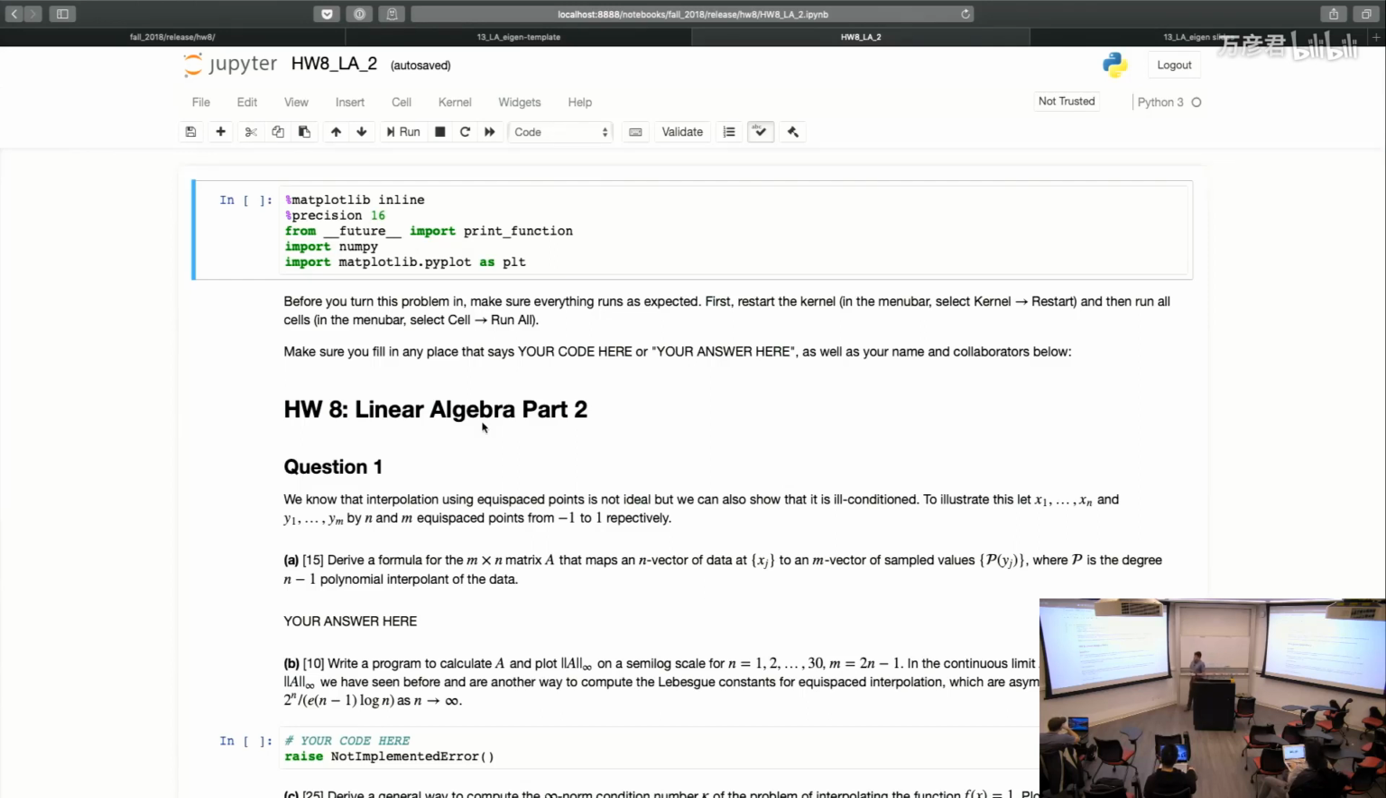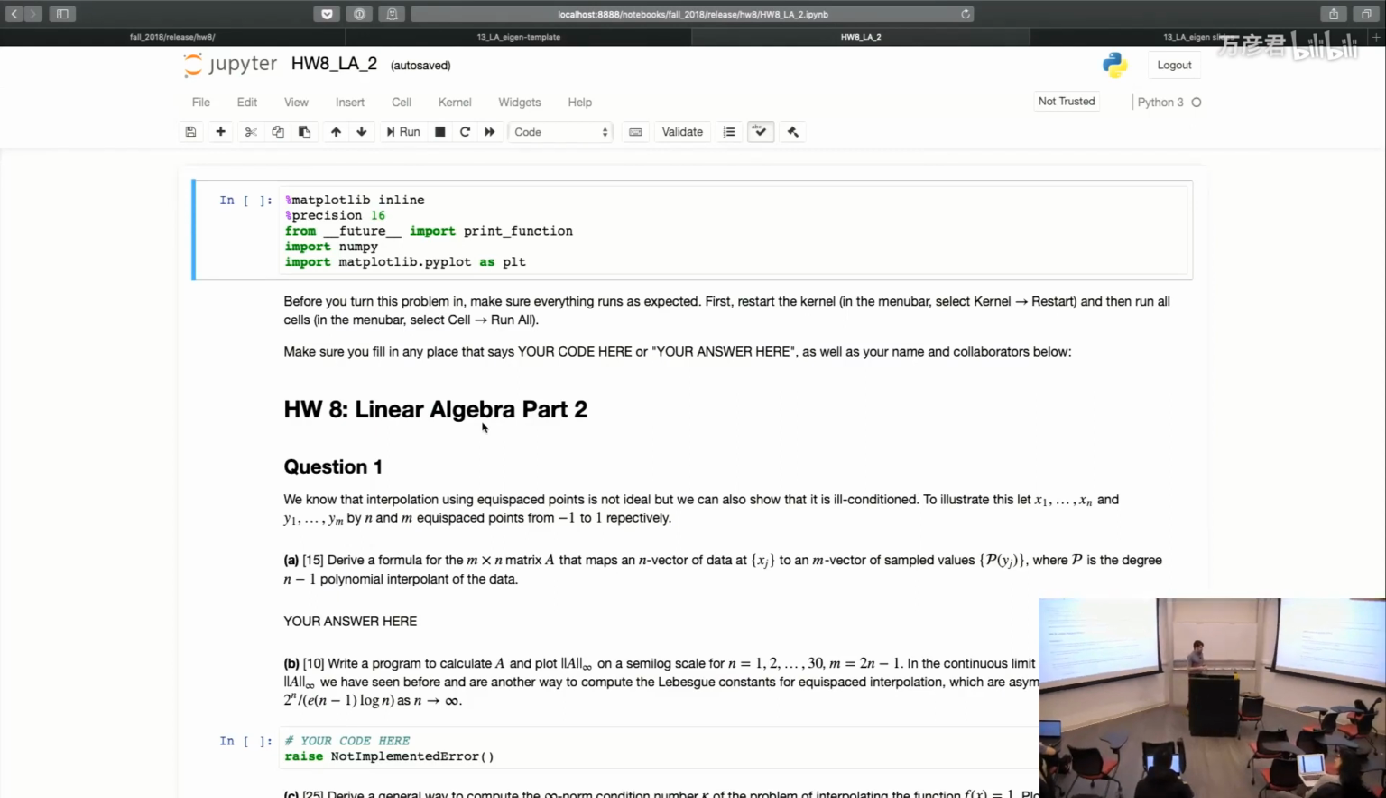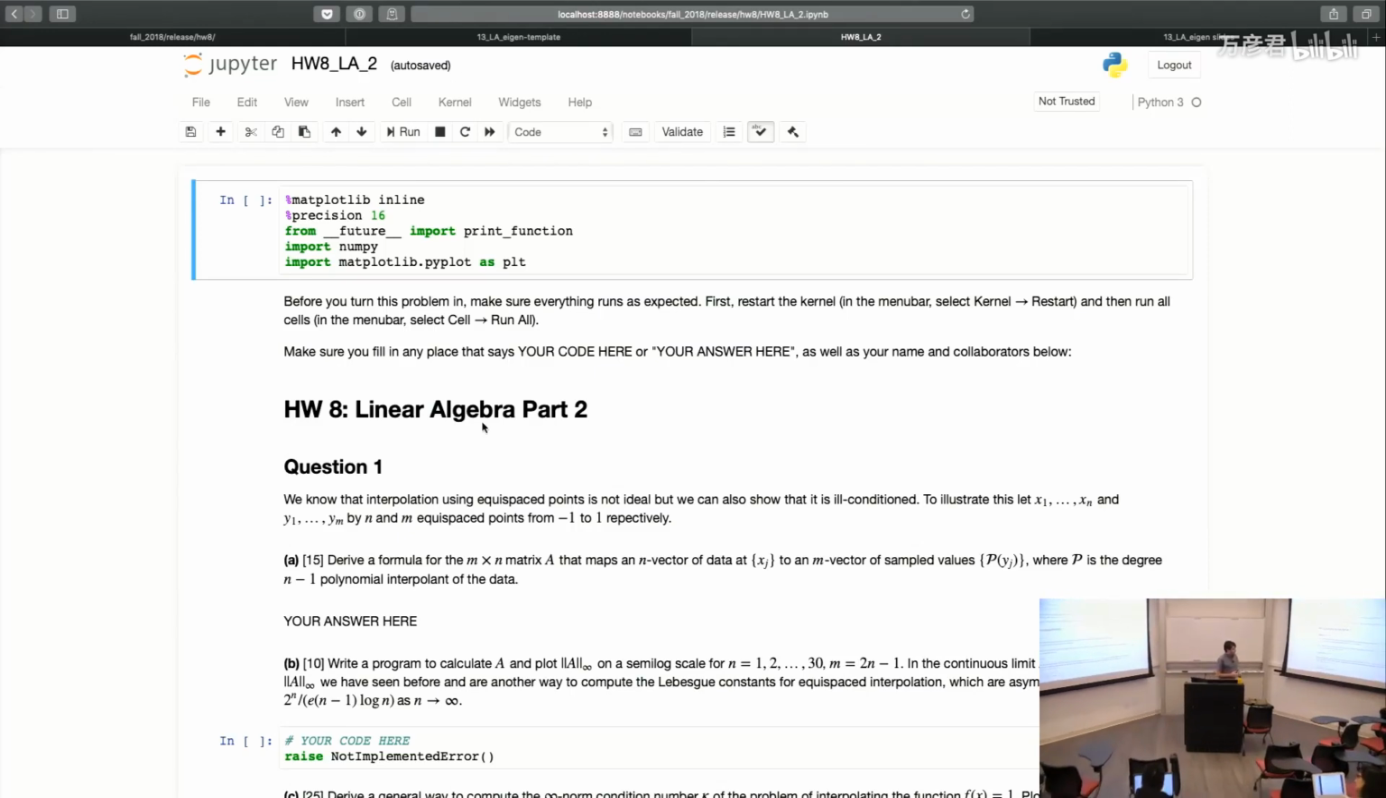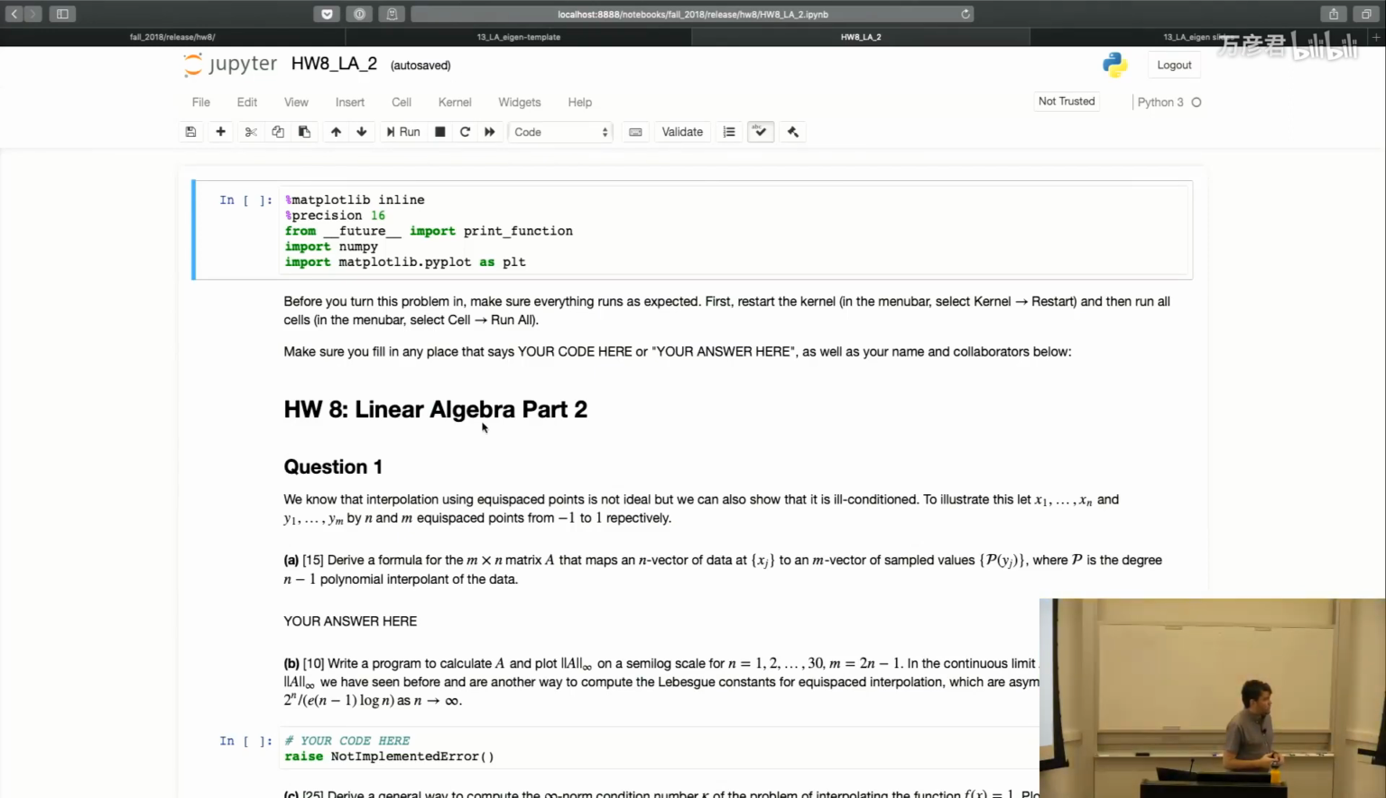So this question is a little tricky. You're trying to investigate the global conditioning of interpolation. We already know a little bit about how equally spaced points are not great for interpolation. This is just another way to get the exact same thing. In fact, you'll see a little bit later, you're actually going to find Lebesgue constants in terms of linear algebra constructs. So in this first question, we have to construct something that maps.